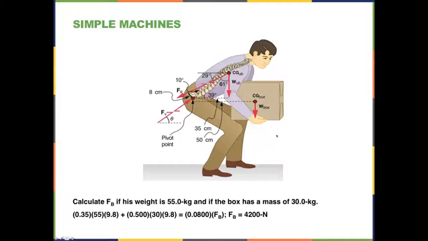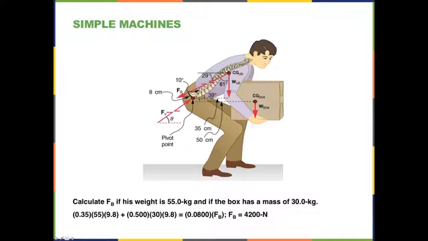Now here's an example of a person picking up a box, and they show you here the pivot point is right here. Now the person lifting, the force lifting the box is right here. And it's a total of 8 centimeters from this pivot point. And this has to overcome his weight and the weight of the box.